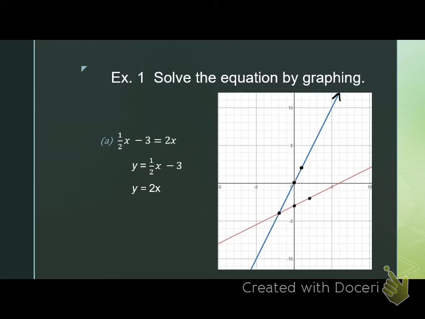All right, these are lines, these are not parts of a line. So at the end of your lines, make sure you have your arrows.